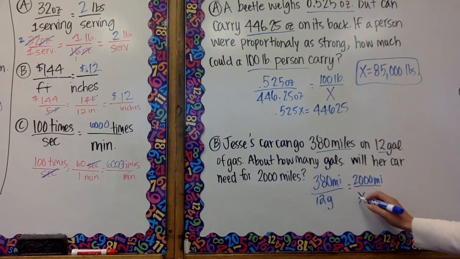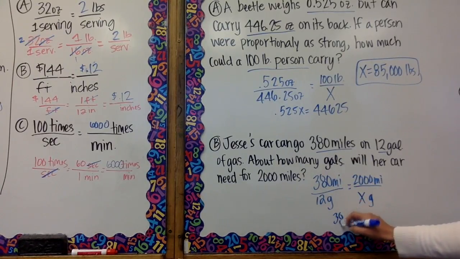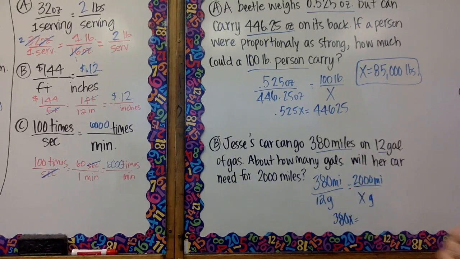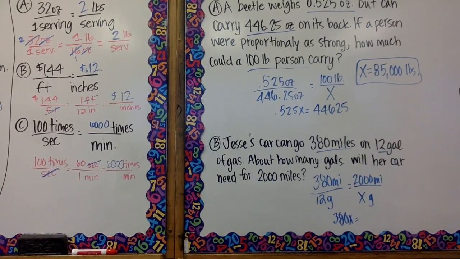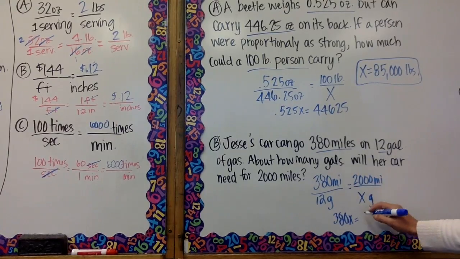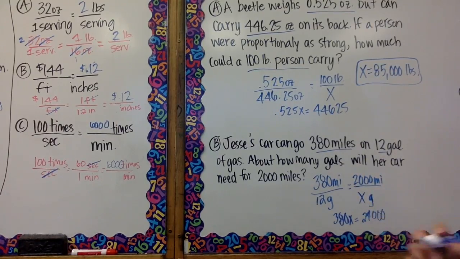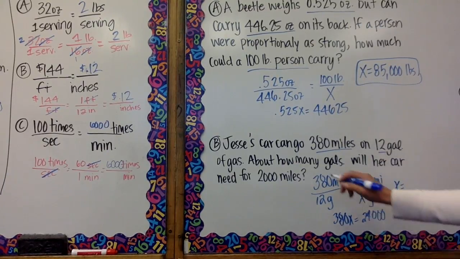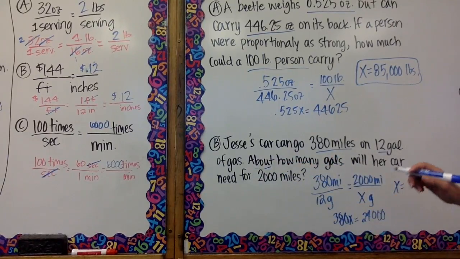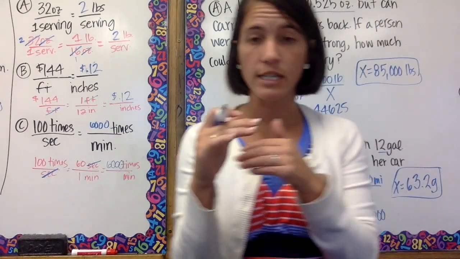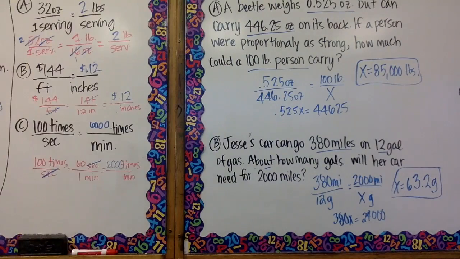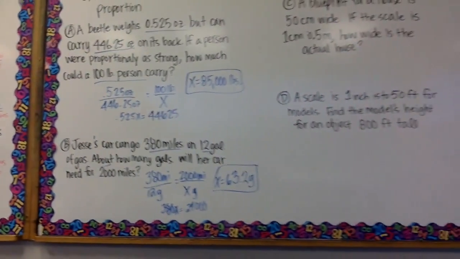I'm going to cross multiply 380 times X, and it's going to equal 2,000 times 12, so 24,000, divided by 380. And it says about, so we're going to round, and it looks like we're going to need about 63.2 gallons of gas. Now again, I'm setting up my proportions, and then I'm cross-multiplying to solve them. All right, let's go to the last few examples.